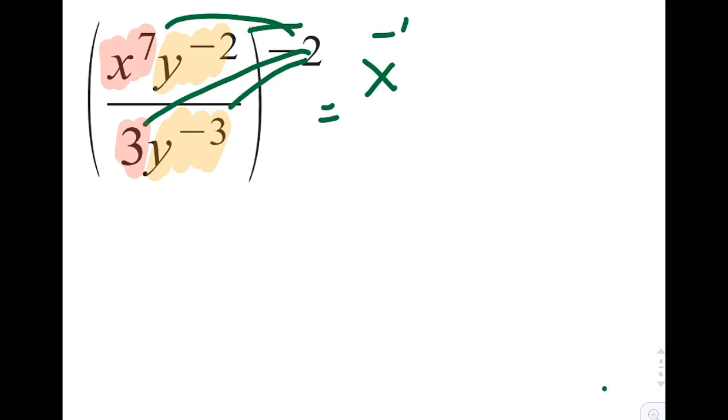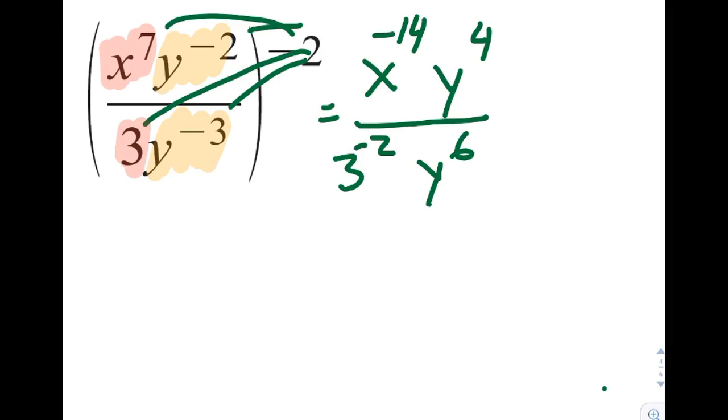That's going to become x to the negative 14th. I'll have a y to the negative 2 all to the negative 2. Those are going to multiply to make 4. This 3 to the negative 2. And then it's y to the negative 3rd all to the negative 2. So that's going to become y to the 6th.